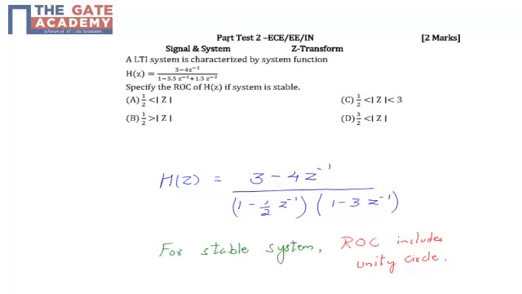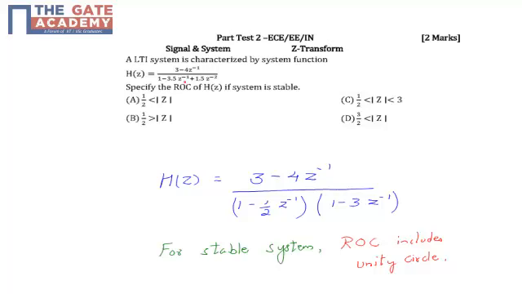Hello students, the following question is from part test 2, subject Signals and Systems, chapter Z transform, and the question is asked for 2 marks. We are given an LTI system characterized by a system function H(z) = (3 - 4z^-1) / (1 - 3.5z^-1 + 1.5z^-2). We need to find the ROC of the system if the system is stable.